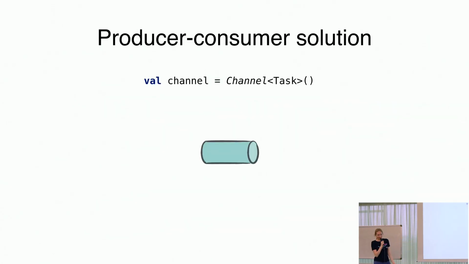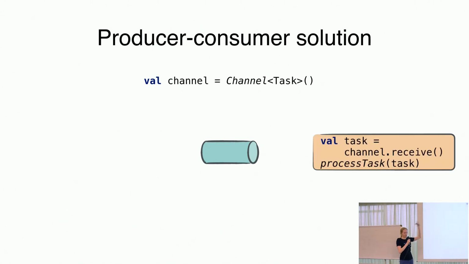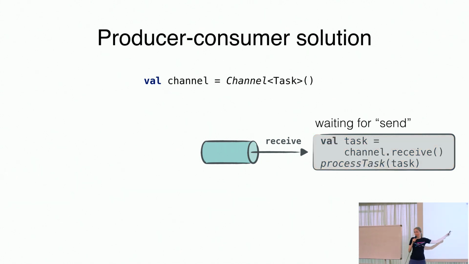So we created a channel. You see we have now three coroutines that can run on different threads in parallel. So let's imagine that the consumer coroutine starts first. Consumer coroutine calls receive on the channel, but there are no elements in this channel. And receive is defined as a suspend function. So now this coroutine suspends, waiting until someone adds an element to the channel, waiting for send invocation.